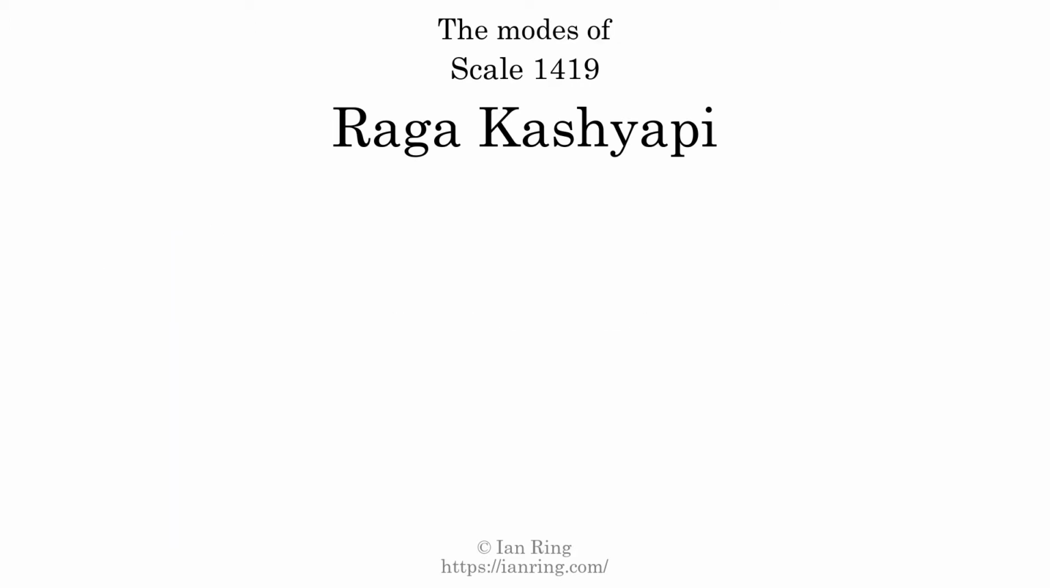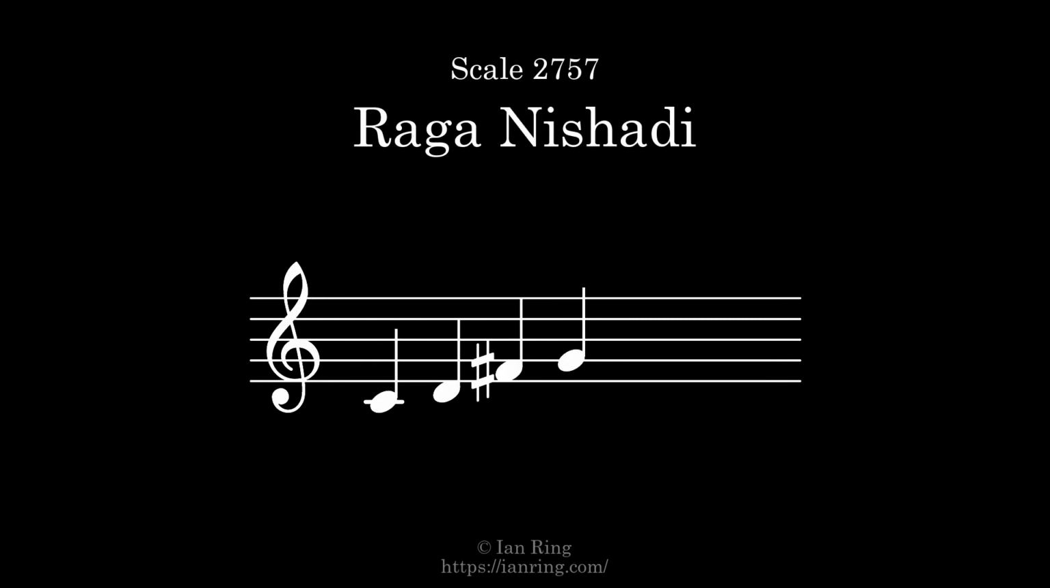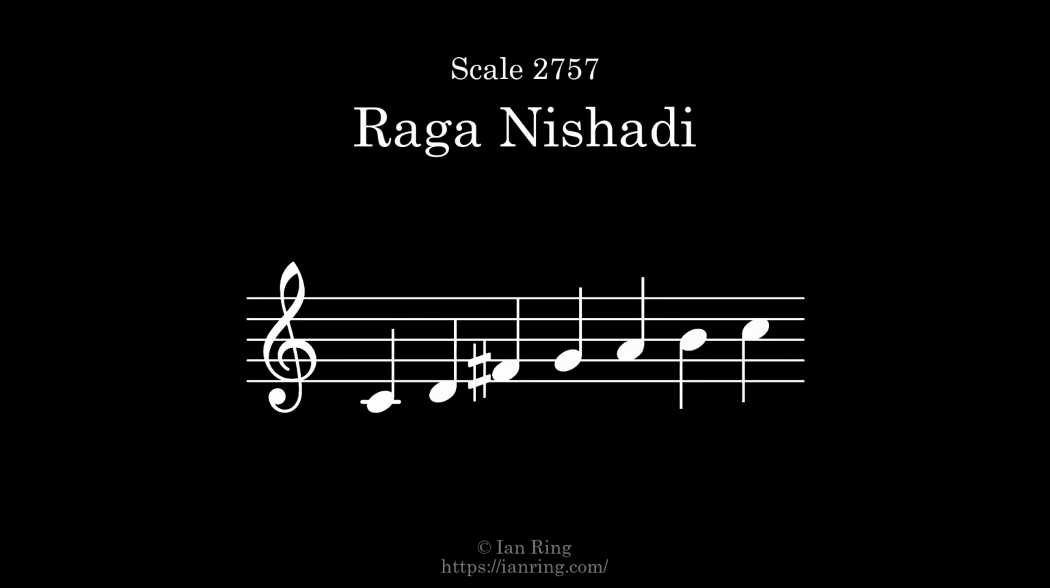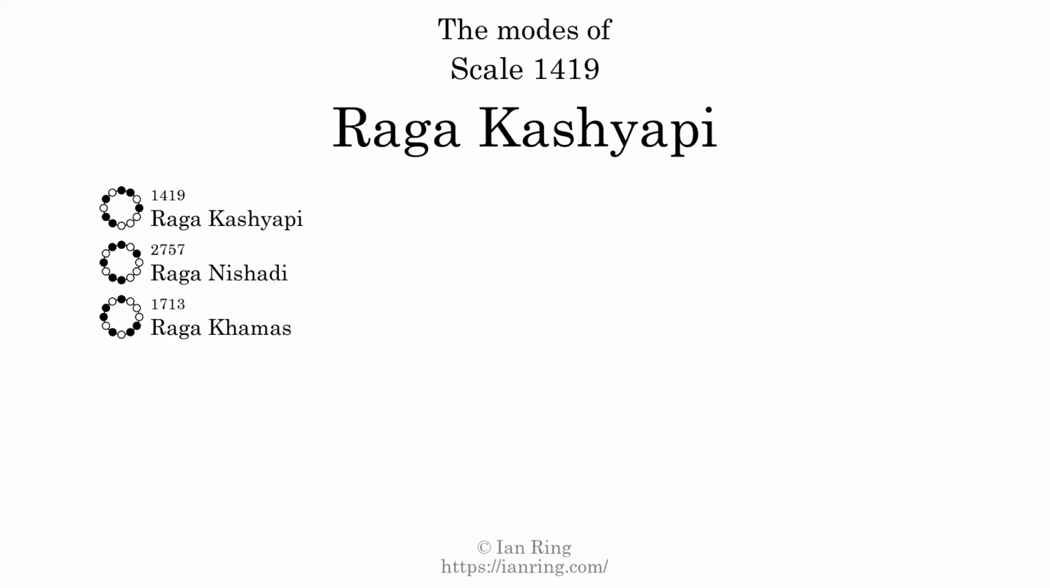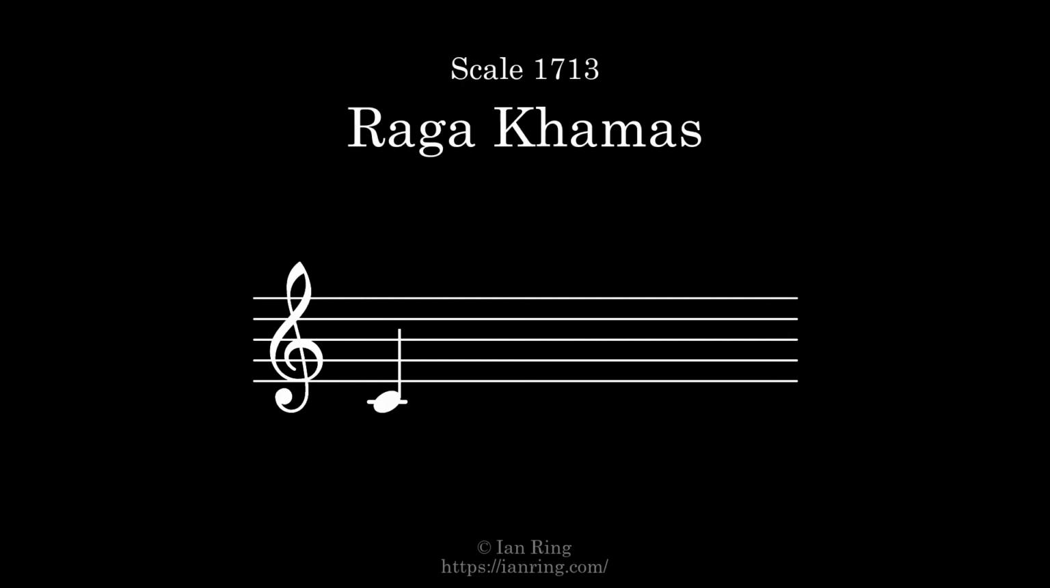This scale has 6 modes. The first mode is itself. The second mode is scale 2757, also known as Raga Kashyapi. It sounds like this. The third mode is scale 1713, also known as Raga Kashyapi. It sounds like this.